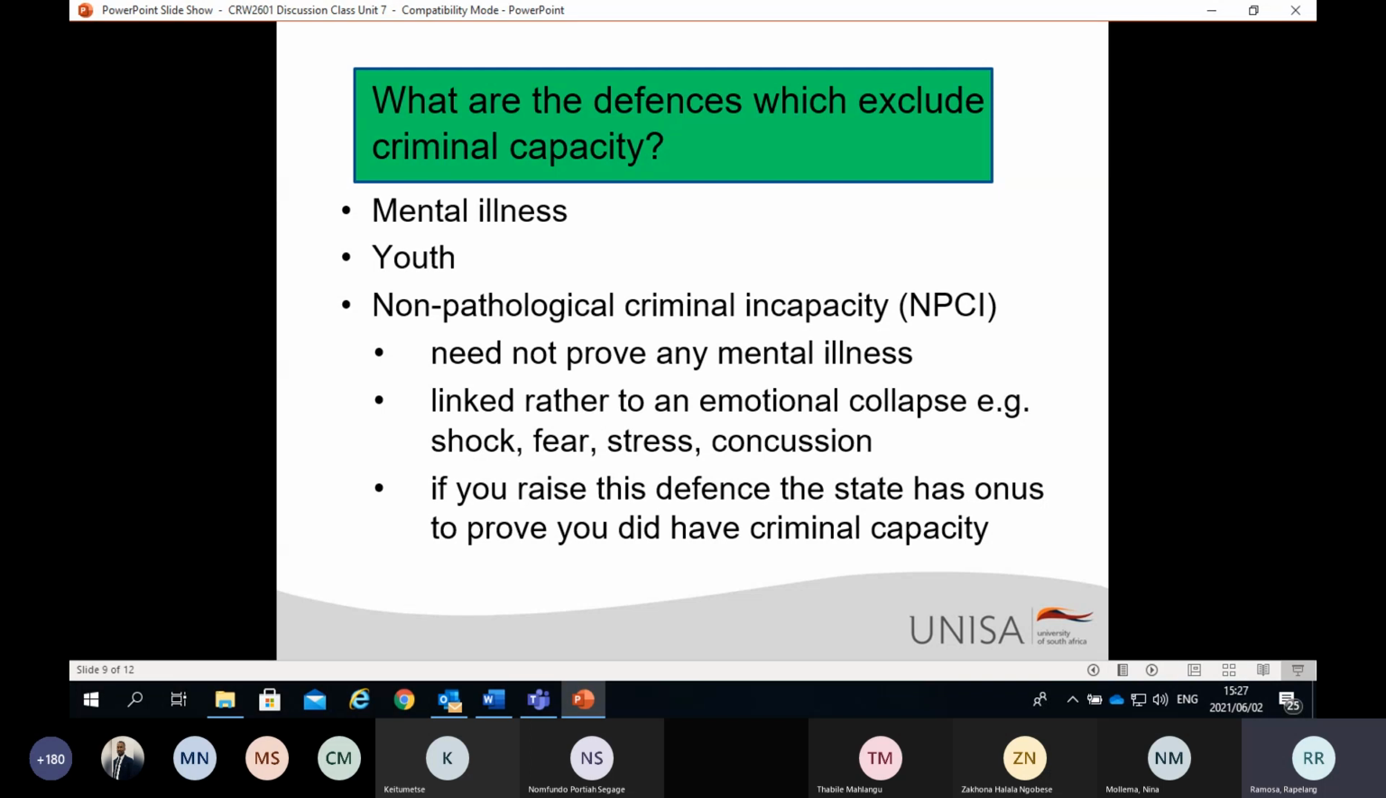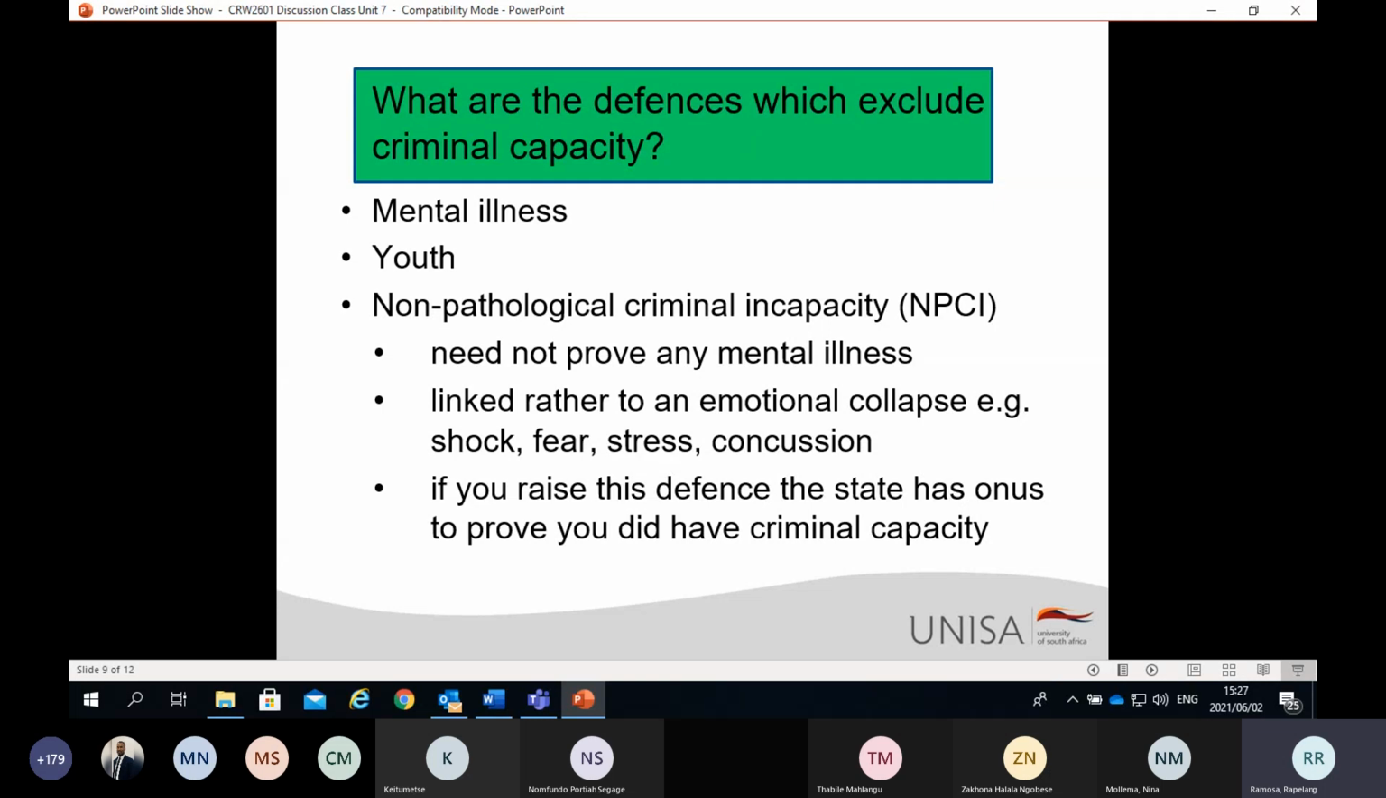So although we give you leeway to abbreviate it as NPCI, please do not take liberties with it and misspell it. It is non-pathological criminal incapacity. And the other thing that students also tend to forget is that the last word is incapacity. So it's not capacity, it is incapacity. So it's not non-pathological criminal capacity, it's non-pathological criminal incapacity.